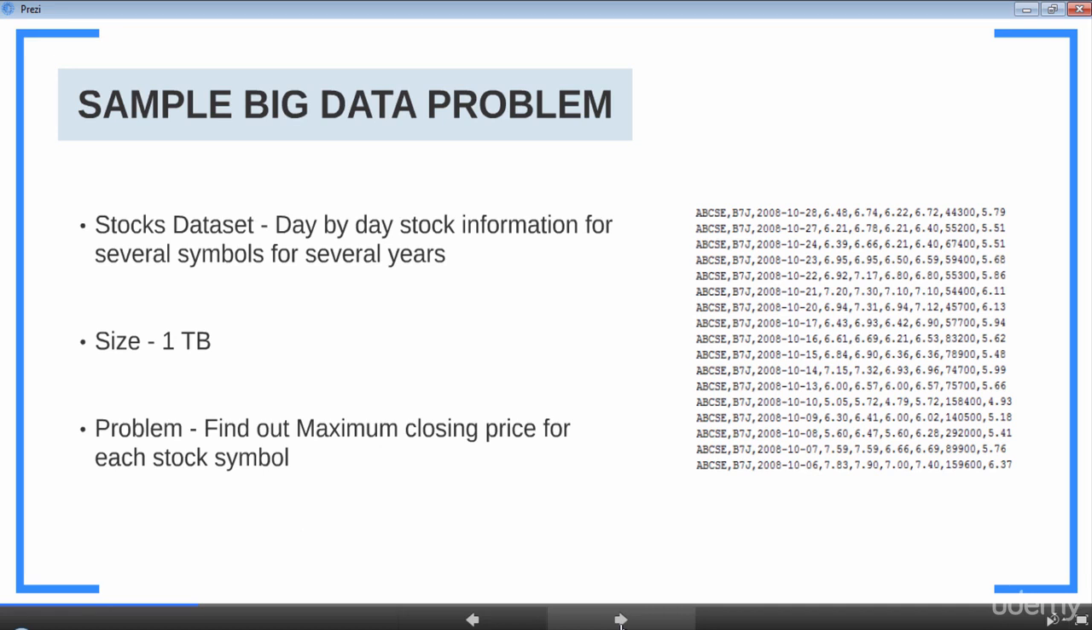Imagine you work at one of the major exchanges like New York Stock Exchange or NASDAQ. One morning, someone from your risk department stops by your desk and asks you to calculate the maximum closing price of every stock symbol that is ever traded in the exchange since inception. Also assume the size of the dataset you were given is 1 terabyte. So your dataset would look like this. Each line in this dataset is information about a stock for a given date.